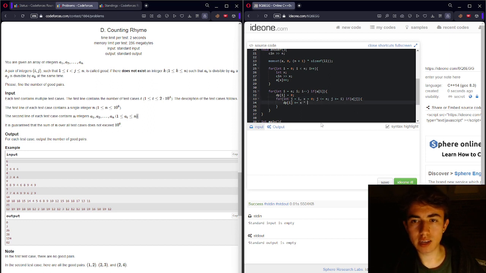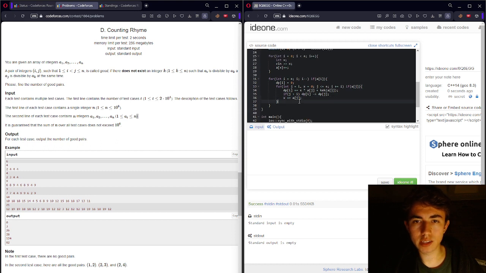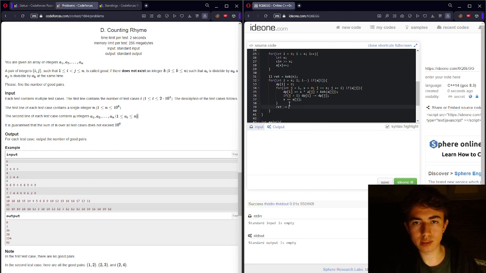x times a of j plus, minus, if j is greater than i, and then we do x plus equals a of j. Yeah, sure. That looks good. And now we basically want, and then we just subtract out these pairs. And then we just run the program. Okay.